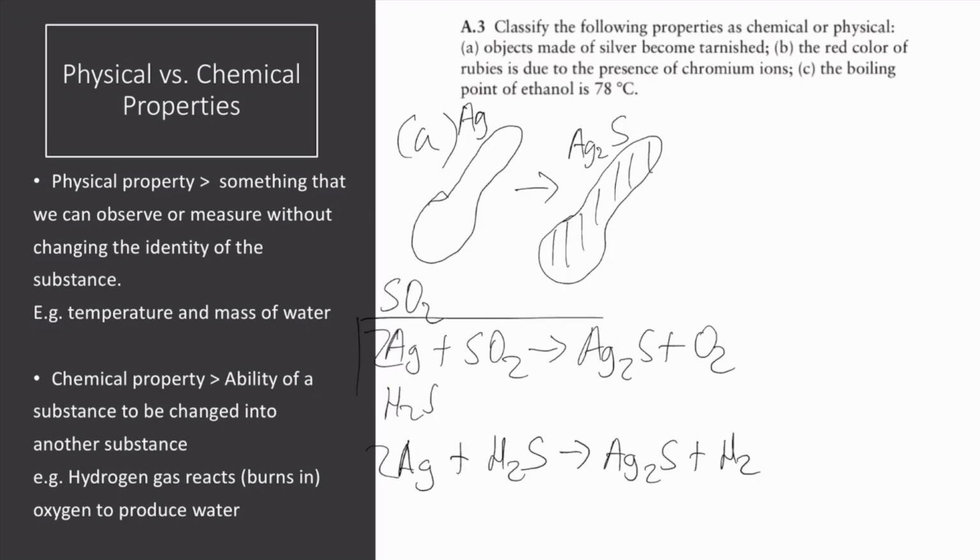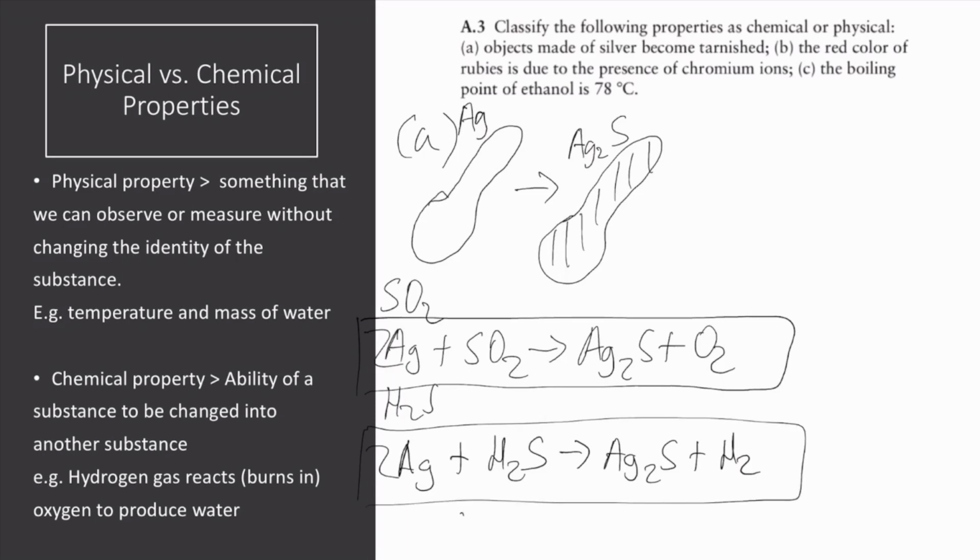In both of these cases, we can see that a chemical reaction is involved, so we can say that tarnishing is a chemical property. Even if we didn't know what chemical reaction exactly is going on, we see that the silver is changing its color. So there must be some chemical reaction that is making this happen.